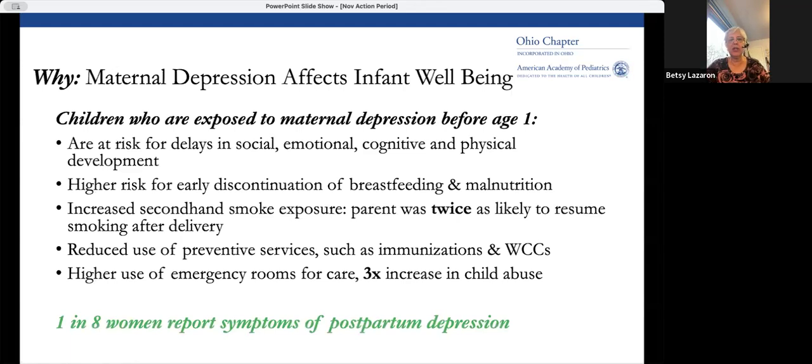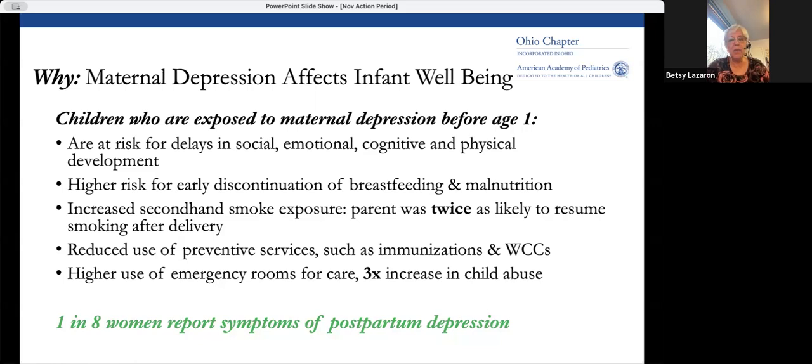Okay, the whys of maternal depression screening. Let's start with kids. Kids who are exposed to maternal depression before the age of 1 are at risk for delays: social, emotional, cognitive, physical. They're less likely to get the benefits of ongoing breastfeeding. They have a lot more secondhand smoke exposure because the parent is twice as likely to go back to smoking after delivery. They don't come to your office as much. They don't follow up for preventative visits and get their immunizations on schedule. And when they are getting care, they're often using the emergency room. And there also seems to be a threefold increase in child abuse in children whose mothers have maternal depression.